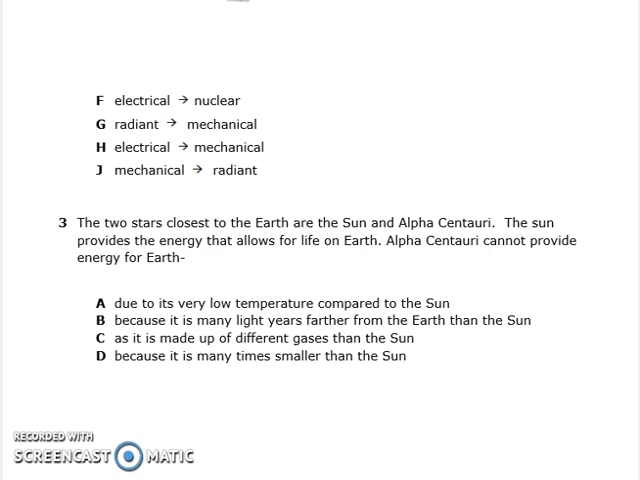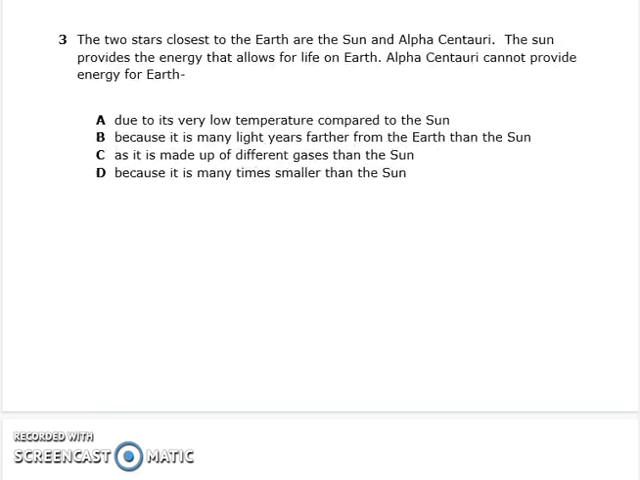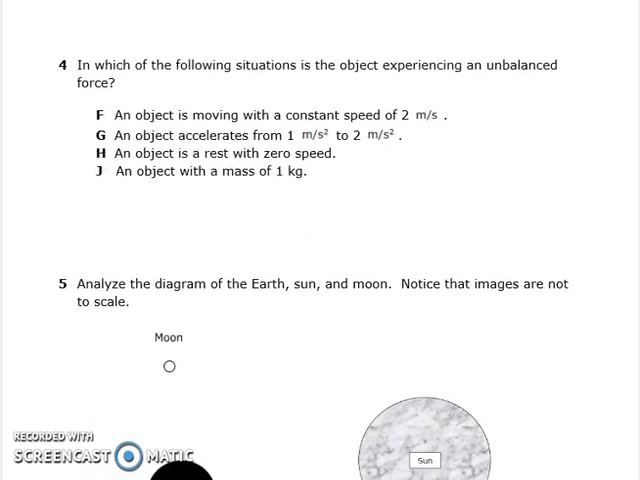B. Because it is many light years farther from the Earth than the Sun. C. As it is made up of different gases than the Sun. D. Because it is many times smaller than the Sun. Number 4. In which of the following situations is the object experiencing an unbalanced force? F. An object is moving with a constant speed of 2 meters per second.